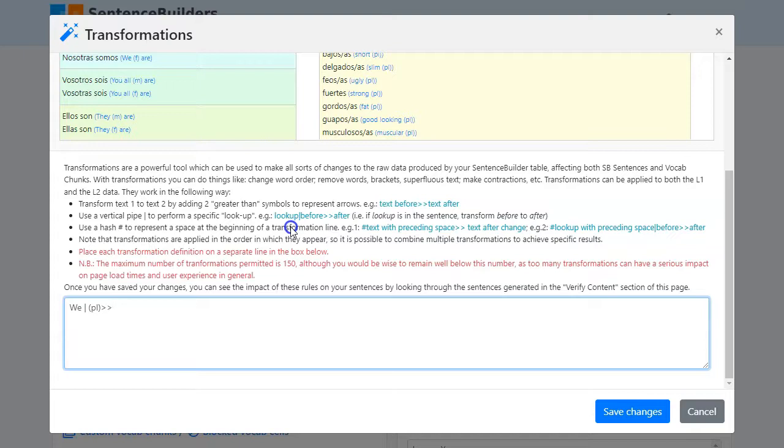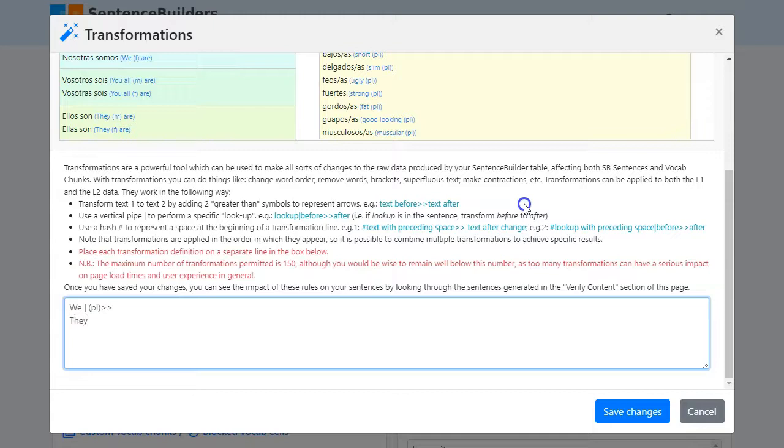We don't need to include a hashtag here, because it isn't at the beginning or the end of our transformation line. So you only need to add a hashtag to represent a space if you're doing that at the beginning or at the end of a transformation line. In this case, it's not necessary. Okay, and we can do the same for they.